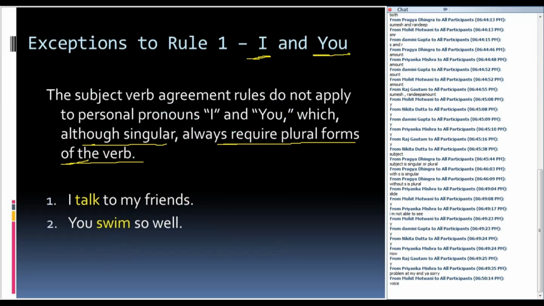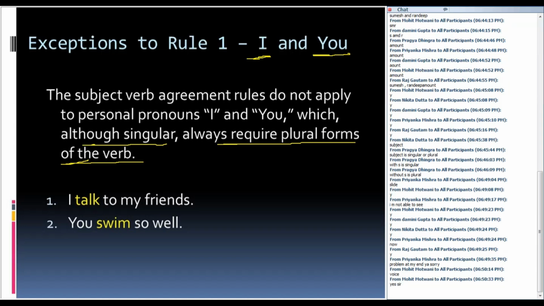What happened to the voice? Are you able to hear me, Mohit? Yes?